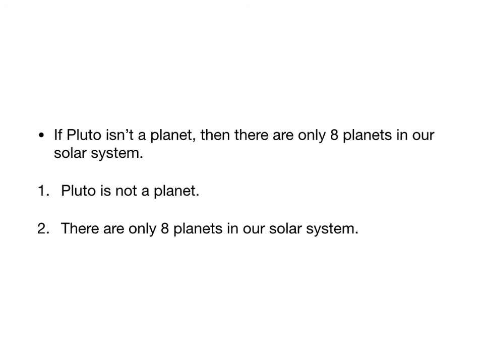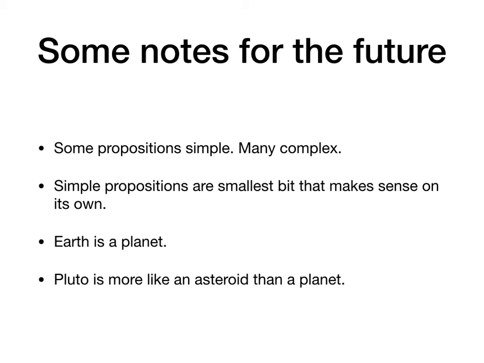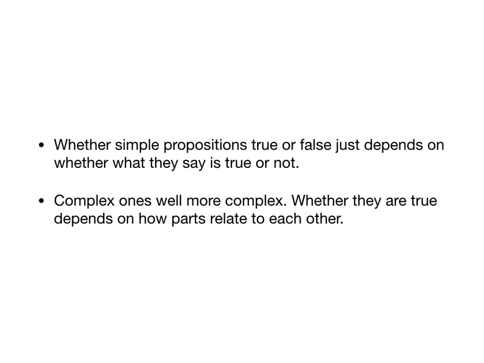Whether simple propositions, like Earth is a planet, Pluto is more like an asteroid than a planet, are true depends on whether what they say is true or not. Complex propositions, well, they're more complex. Whether they are true or not depends on how the parts relate to each other. We're not going to say a lot more about that for now. When we get to formal logic, more toward the middle of the semester, that's all that's about: how the different propositions and complex propositions relate to each other, and how we determine whether the complex proposition is true or not.